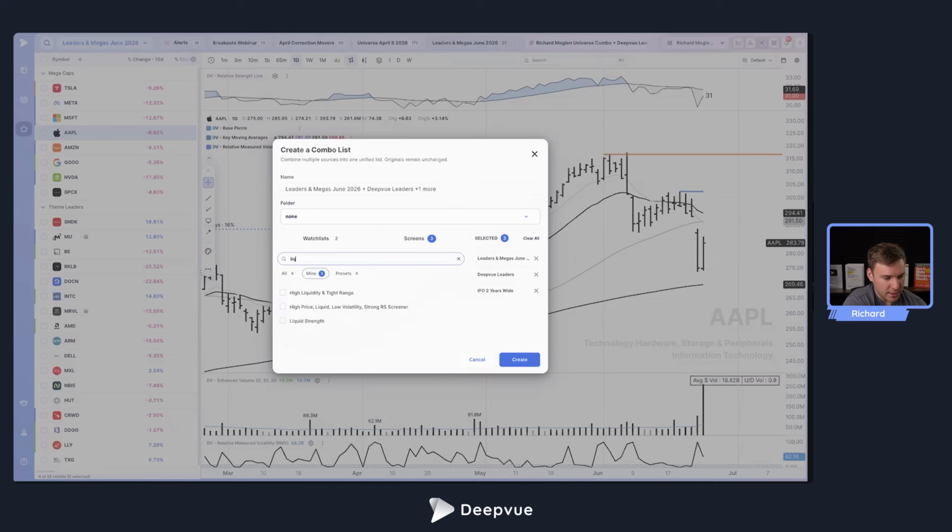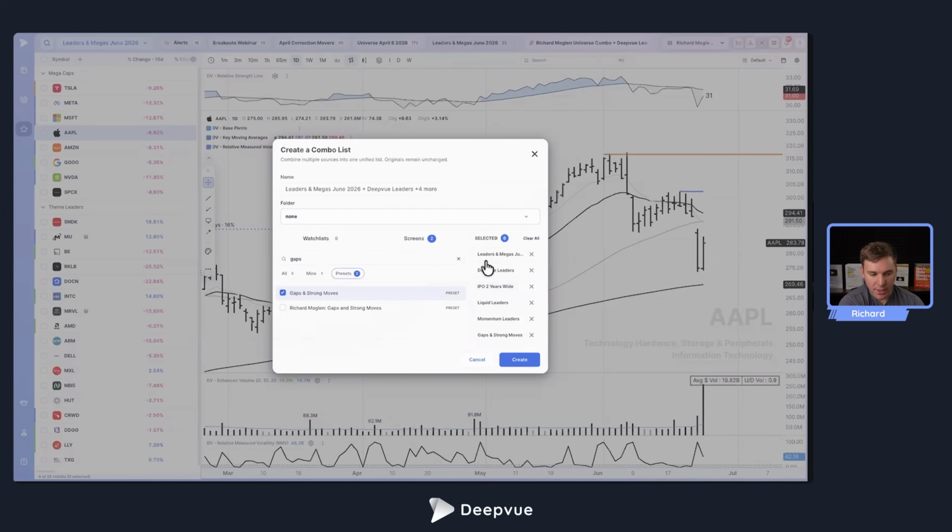Let's add the liquid leaders. So it's under presets. Let me type liquid leaders. So you see all the lists that we're adding in here. And let's add the momentum leaders as well. Again, this is the list of screens that we've got. Let's also do gaps and strong moves. We'll add that as well. So this is the list of stocks that we have selected. This will be the name of the watch list that you create.